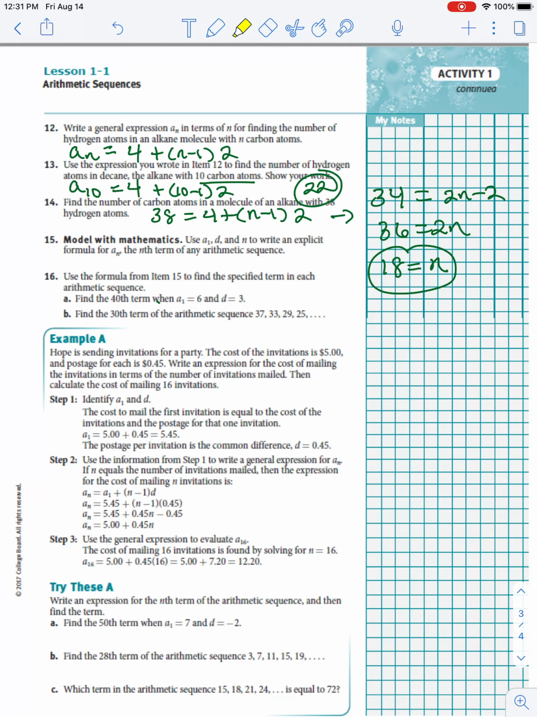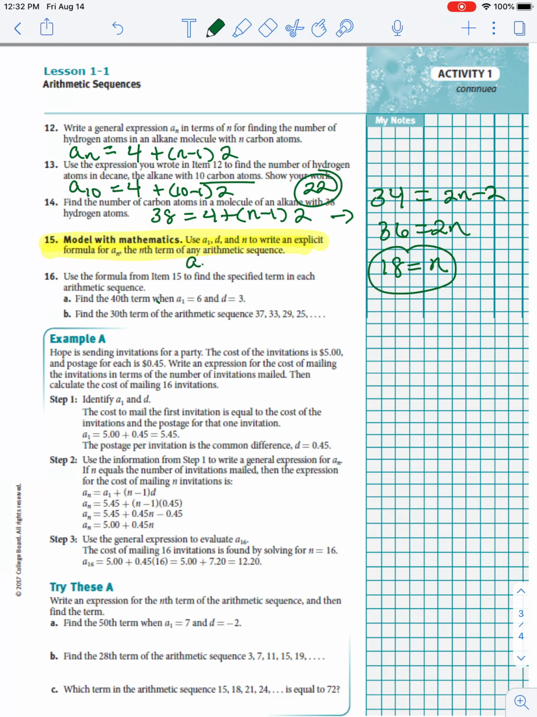All right, the moment we've been waiting for, the formula. We pretty much have it. Now in number 15, they're going to ask us, and I'm going to highlight this big because that's where we're going to see our formula. It says, use a sub 1, d, and n to write the explicit formula for a sub n, the nth term of any arithmetic sequence. Wow, that's a lot. Okay, so basically, to find any term, first term, last term, 30th term, 10th term, we are going to need to use a formula.